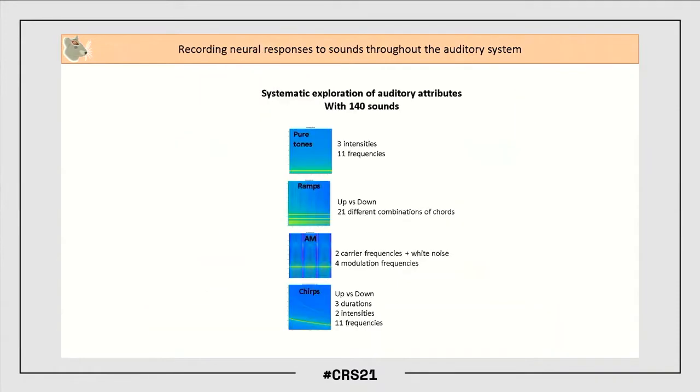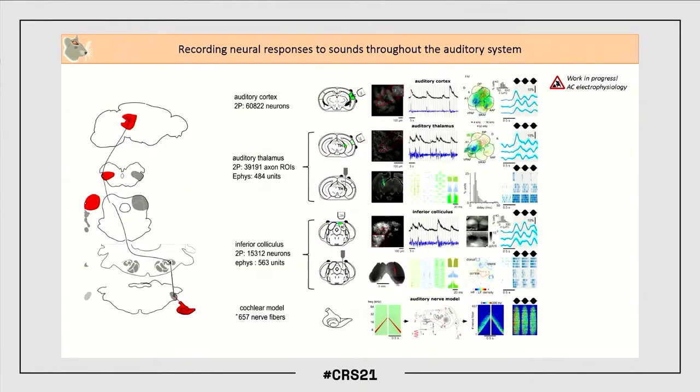So first we had to pick the sounds we were going to probe the auditory system with. We picked a set of 140 sounds that would allow us to cover the basic auditory attributes that people have been studying for a very long time now. Of course, sound frequency and intensity, but also temporal modulations of sound, either in the frequency domain or the intensity domain. So we looked at the responses to these 140 sounds in multiple regions of the auditory system.